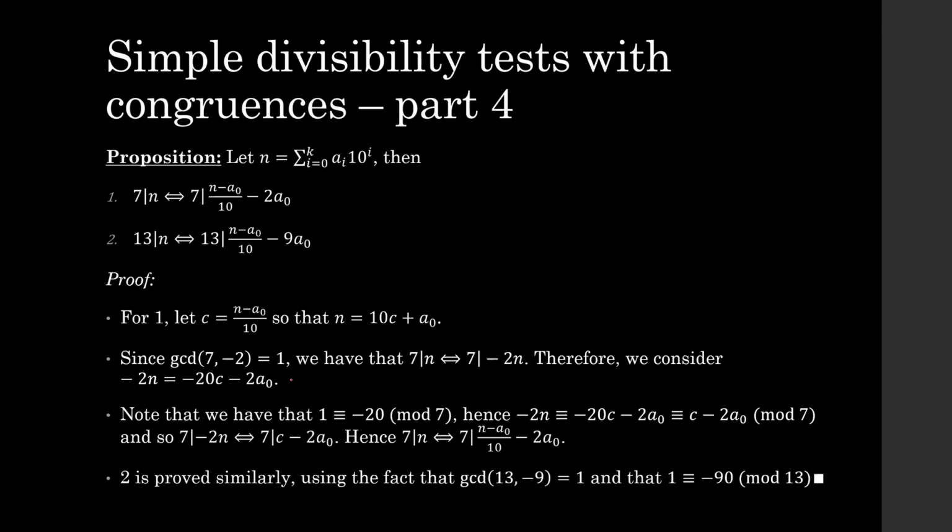And so for 13, it's the exact same proof, except instead of a GCD of 7 and minus 2, we're going to have 13 and minus 9. And instead of 1 congruent to minus 20, we'll have 1 and minus 90. So that's just going to be the difference between the two proofs, and that's why I omit it here.